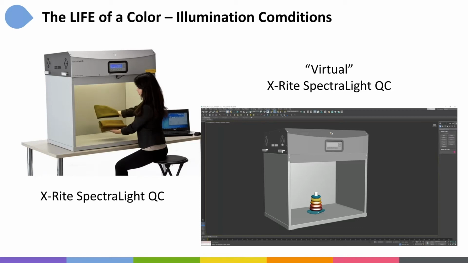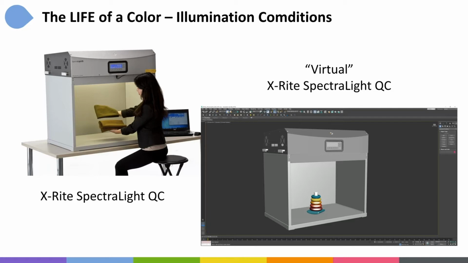So one of the other things that we may want to specify or show is how the materials react with different lighting conditions. Well, on the left here, what you see is our physical X-Rite Spectralite QC. This is our quality control lighting booth that is capable of doing different lighting conditions so that you can view the materials under different lighting conditions.